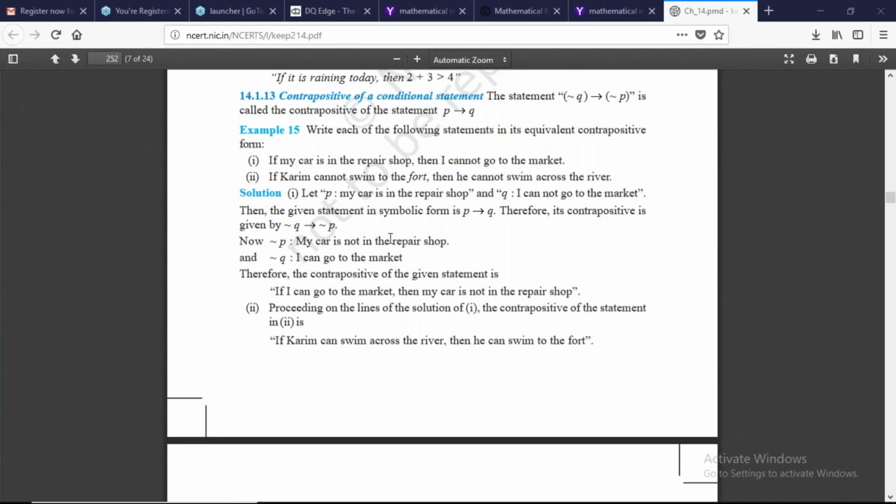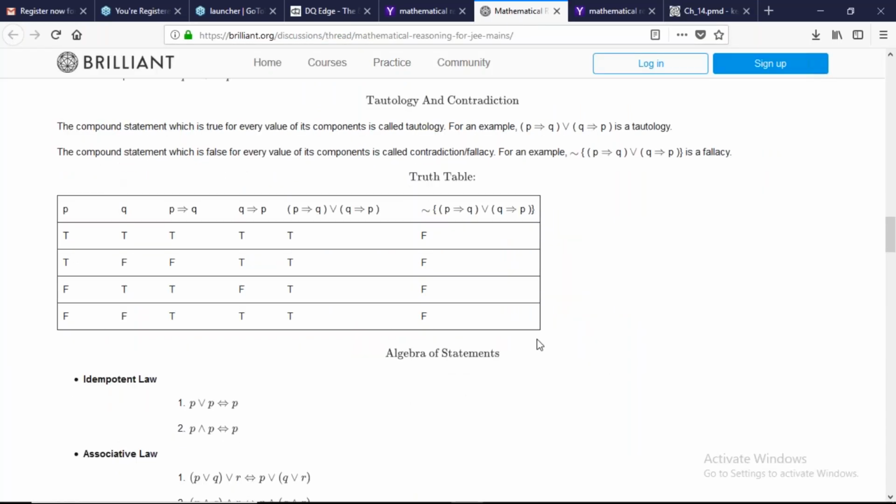So here, my car is in the repair shop becomes P, and I cannot go to the market becomes Q. Now what you need to do is first take the negation of both of them. Negation Q is I can go to the market. Negation P becomes my car is not in the repair shop. Now check if negation Q implies negation P, which is: if I can go to the market, then my car is not in the repair shop. Does it make sense? The truth value still holds. Such statements are called contrapositive statements. So basically, if P implies Q, and you're able to find that negation Q implies negation P, such statements are called contrapositive statements. I would request that all of you note this down.